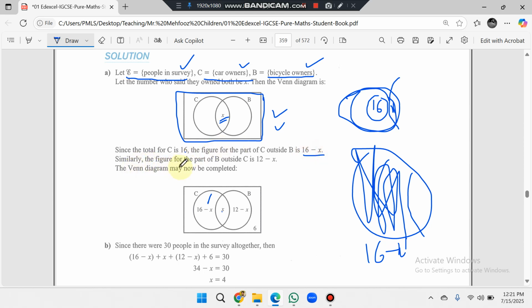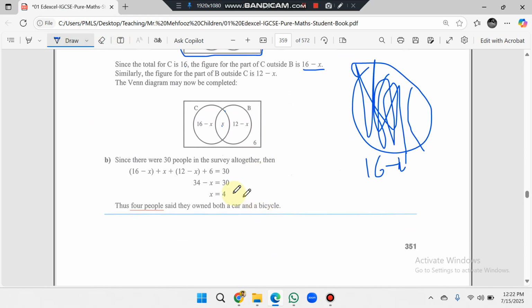Similarly, the figure for the part of B outside C: the total number of people is 12. We are dealing with just that part, so it becomes 12 minus x. Any problem? No. Okay, good. So the Venn diagram may now be completed. So now this Venn diagram is completed and now we can solve this one.